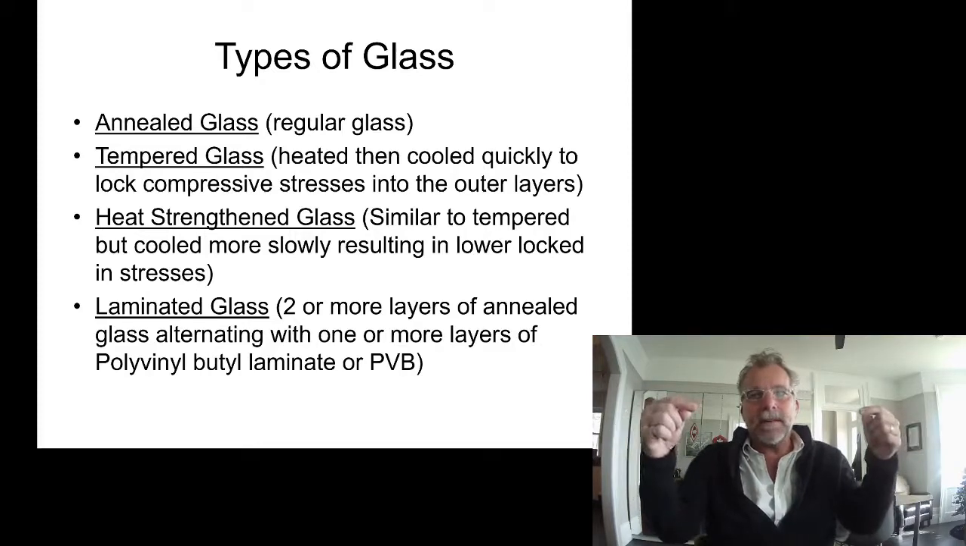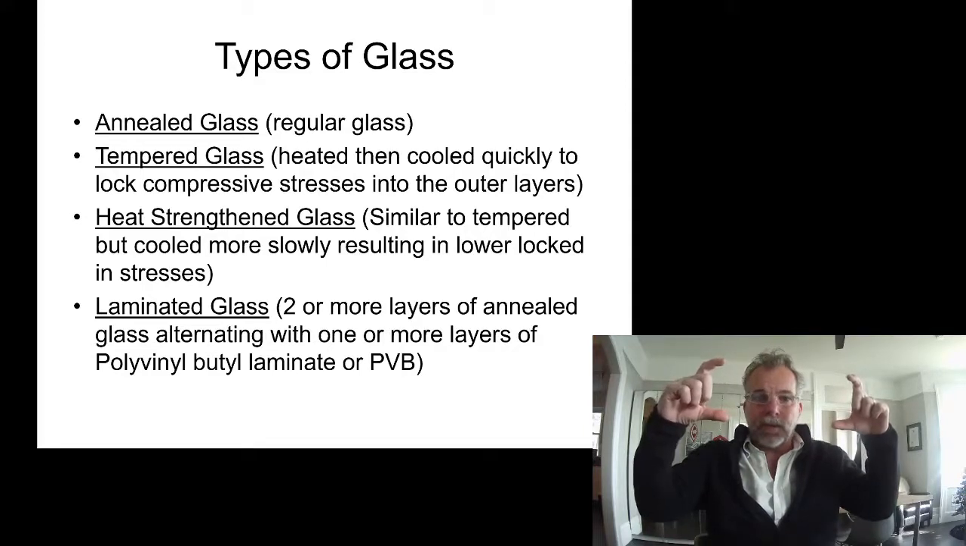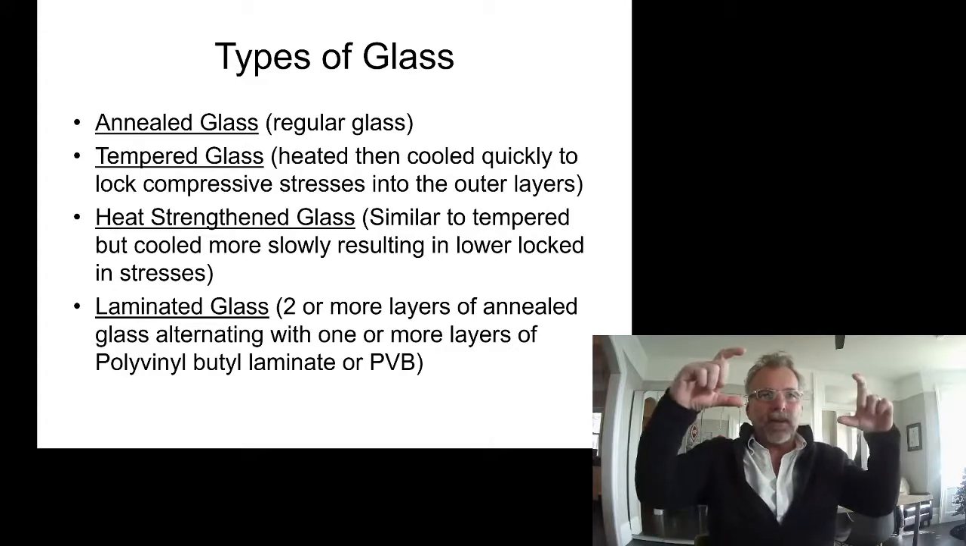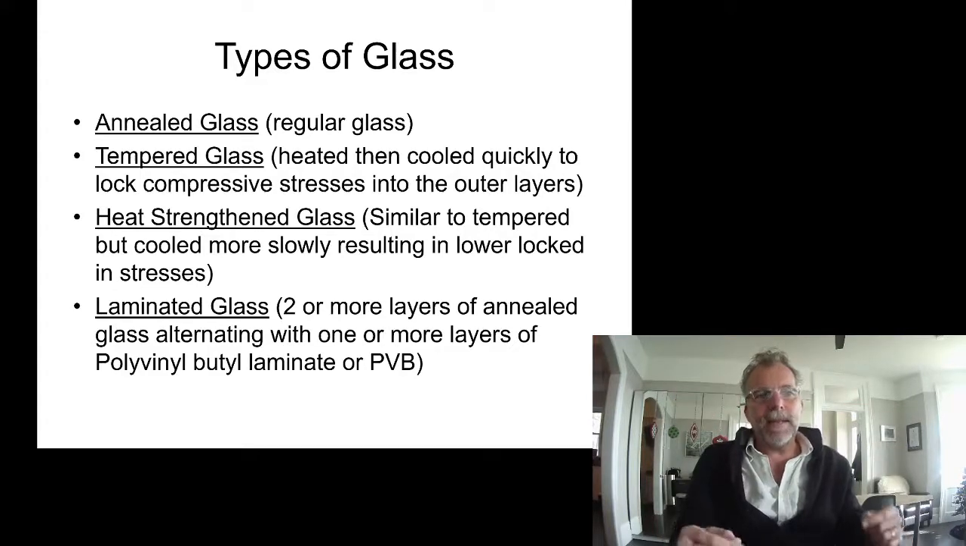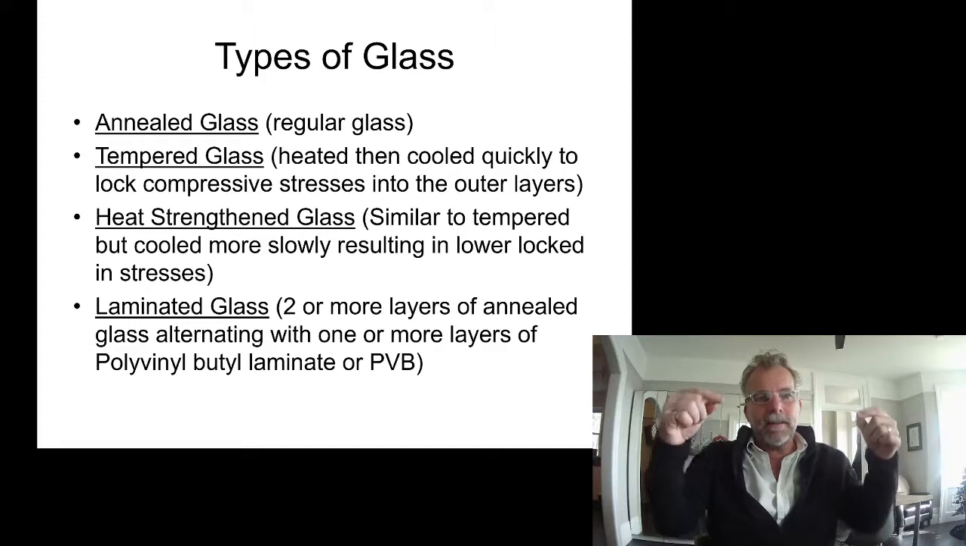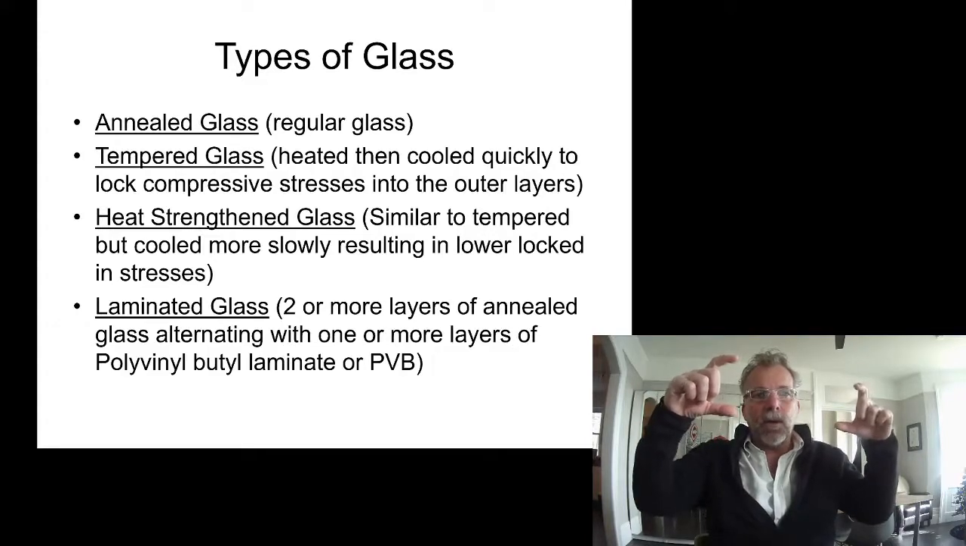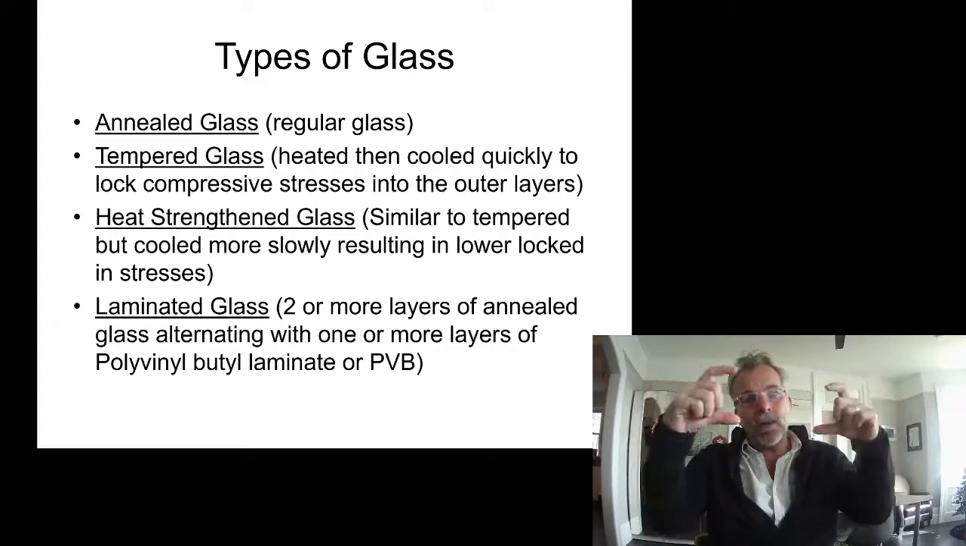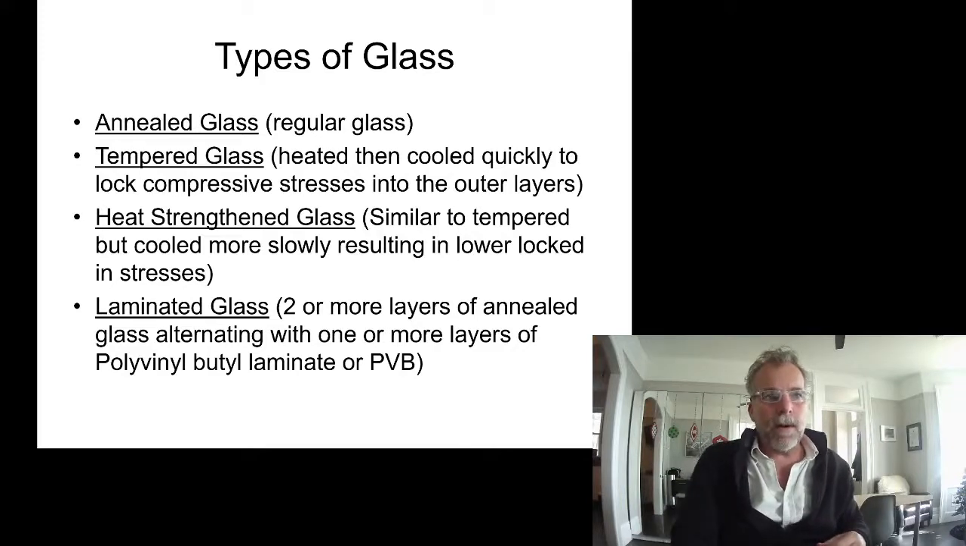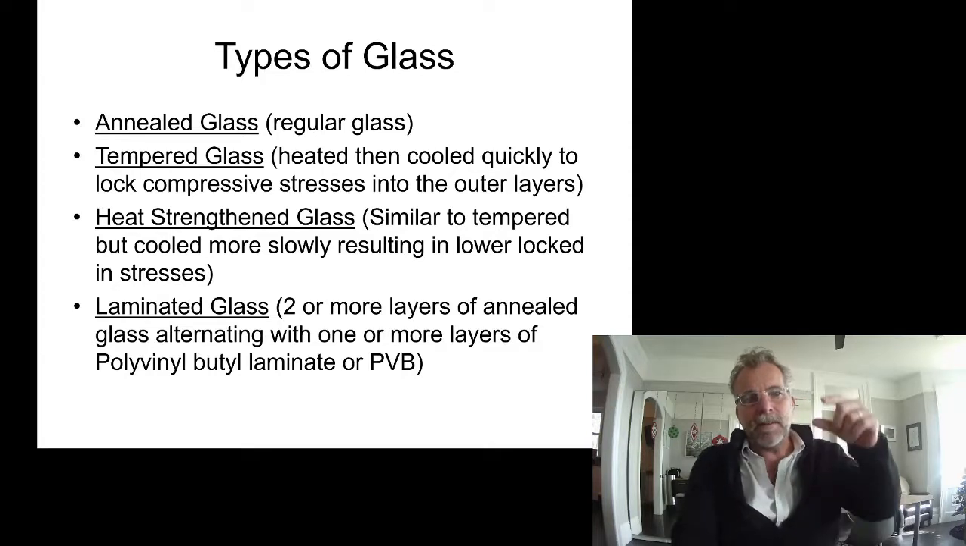As it shrinks, it is prevented from shrinking by the outer parts, which are trying not to shrink because they were already cool. So they're trying not to shrink, and the middle's trying to shrink. The impact of that is the middle, which is being prevented from shrinking, goes into tension. The outer edges, which are trying to shrink, then go into compression. So what we wind up with in tempered glass is a stress gradient through the glass, and I'm going to talk about that in a second.